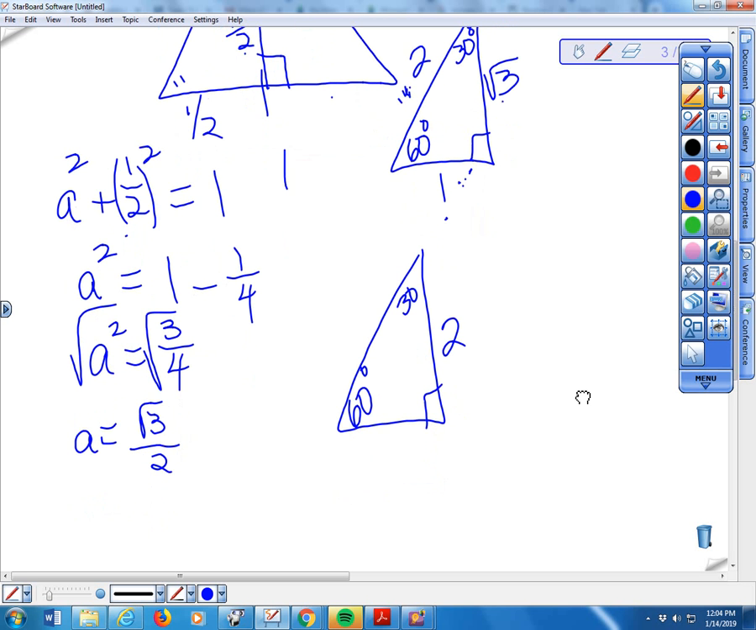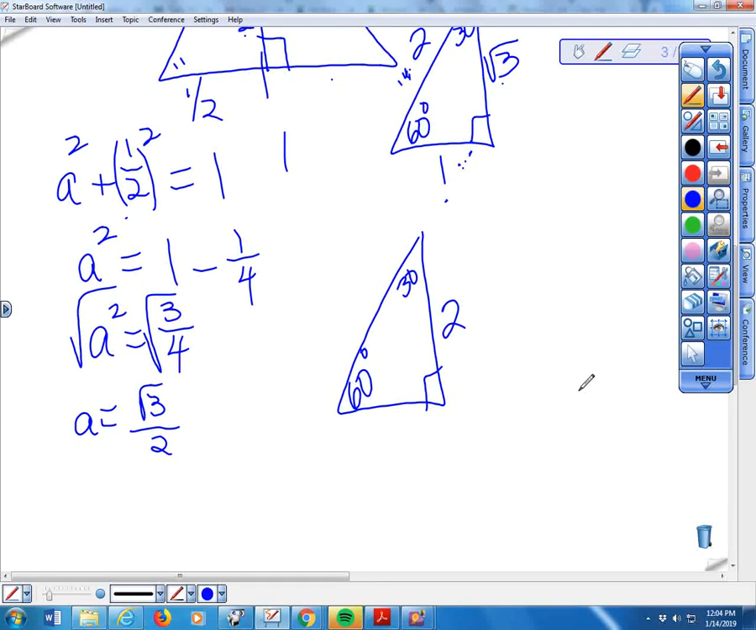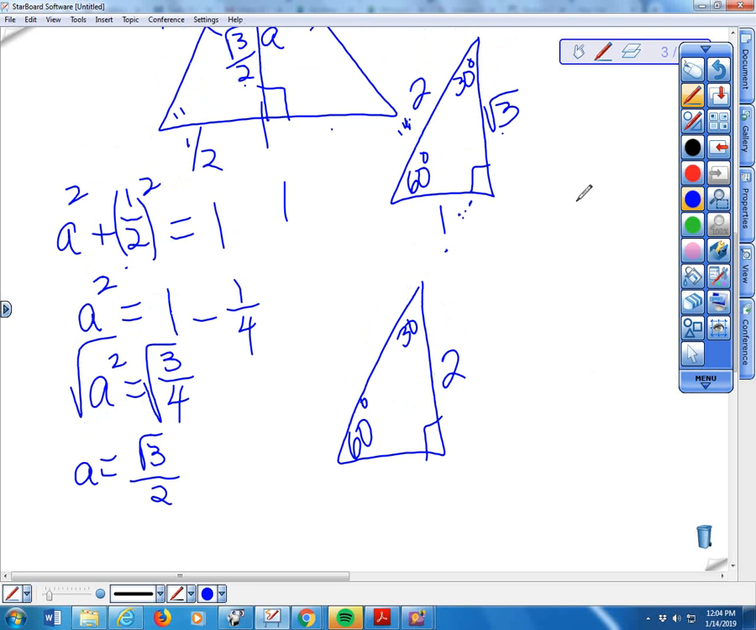Okay, so ask yourself, look at your original triangle. What I'm given is this. How did I get from here to here?